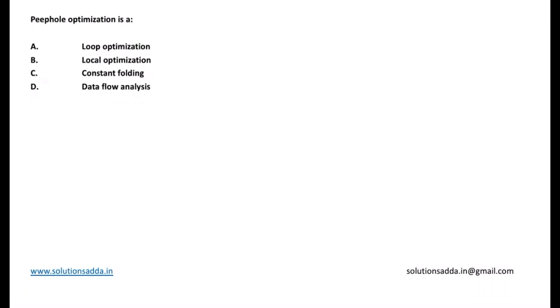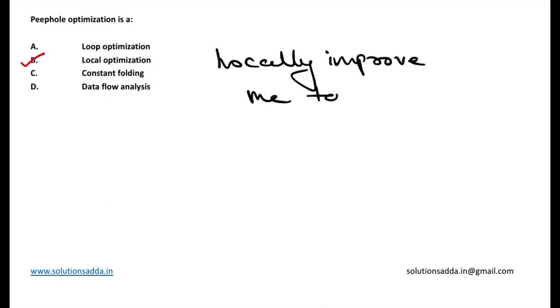This is a compiler design question based on optimization techniques. Peephole optimization is a: options are loop optimization, local optimization, constant folding, or data flow analysis. So peephole optimization is local optimization, as it is used to locally improve the target code.